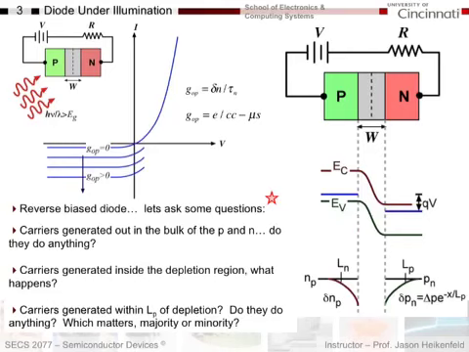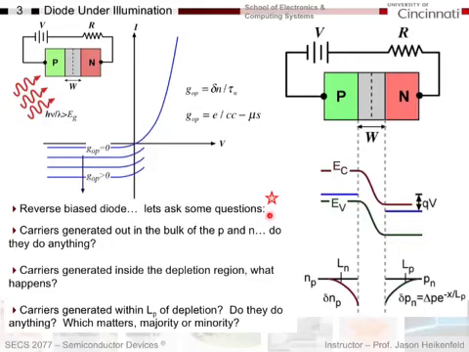So let's look at a diode under illumination here, and let's focus our attention over here. So let's assume photons are coming in here. Notice that I have reverse biased the diode, so I have negative potential on the P side. So I've reverse biased a little bit. You can tell because the Fermi levels are offset. And let's ask some key questions you should be able to answer.